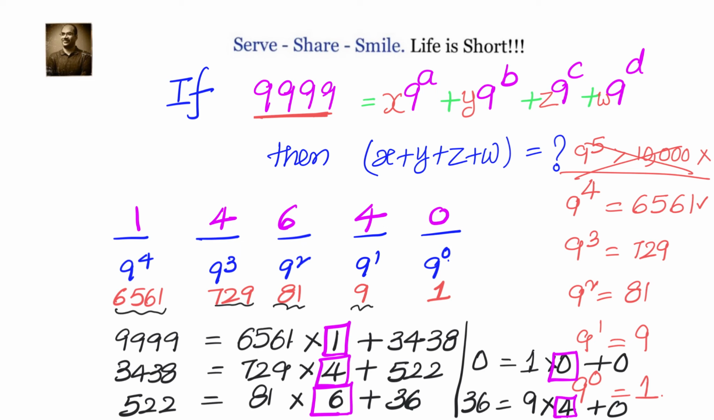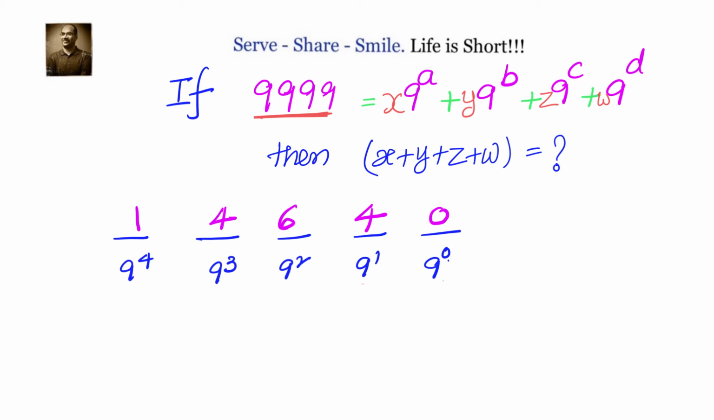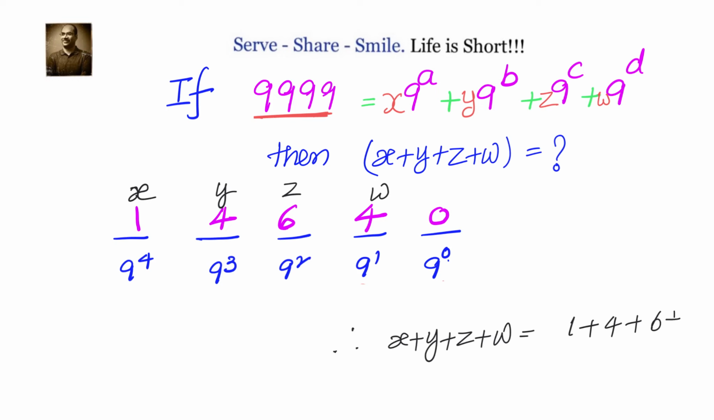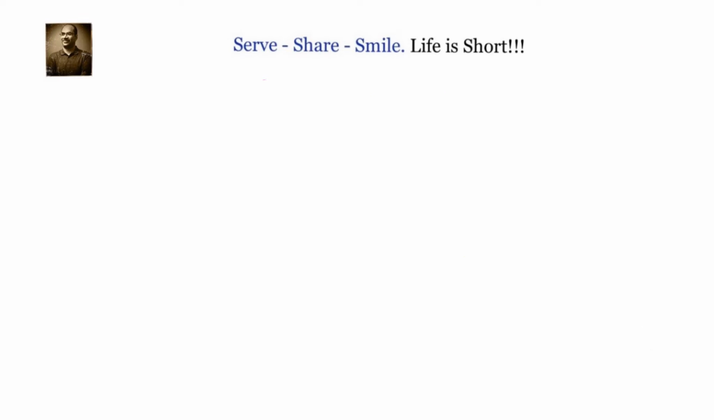So 9999, if you write it in base 9, its value will be 14640. Now these are the values of x, y, z, w. X is 1, y is 4, z is 6 and w is 4. If you want the a, b, c, d values, a is 4, b is 3, c is 2 and d is 1.